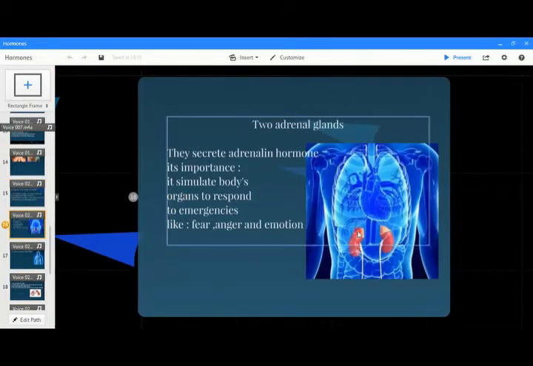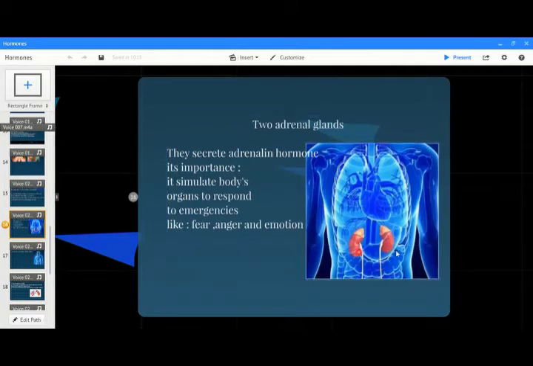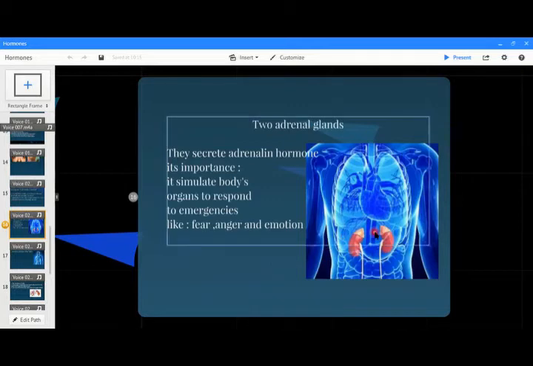The two adrenal glands are above your kidneys. They secrete the adrenaline hormone, and its importance is that it stimulates the body's organs to respond to emergencies like fear, anger, and emotion. So when you feel fear, anger, or emotion, these hormones start to be secreted in your body, the adrenaline hormone, that's secreted by the two adrenal glands above the two kidneys.